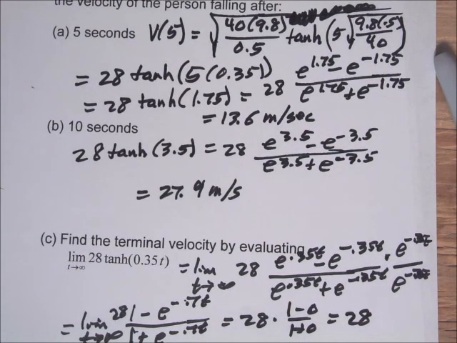So if there were no air resistance, the person would continue to accelerate until they hit the ground. But with the air resistance, eventually the air resistance actually balances out the acceleration due to gravity, so the person doesn't go any faster.